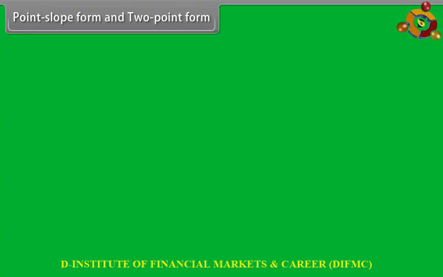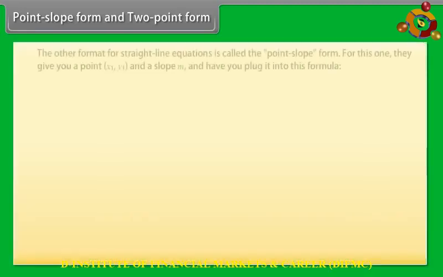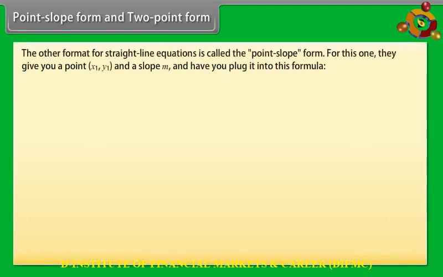Point slope form and two-point form. The other format for straight line equations is called the point slope form. For this one, they give you a point (x1, y1) and a slope m and have you plug it into this formula. y minus y1 is equal to m into x minus x1.